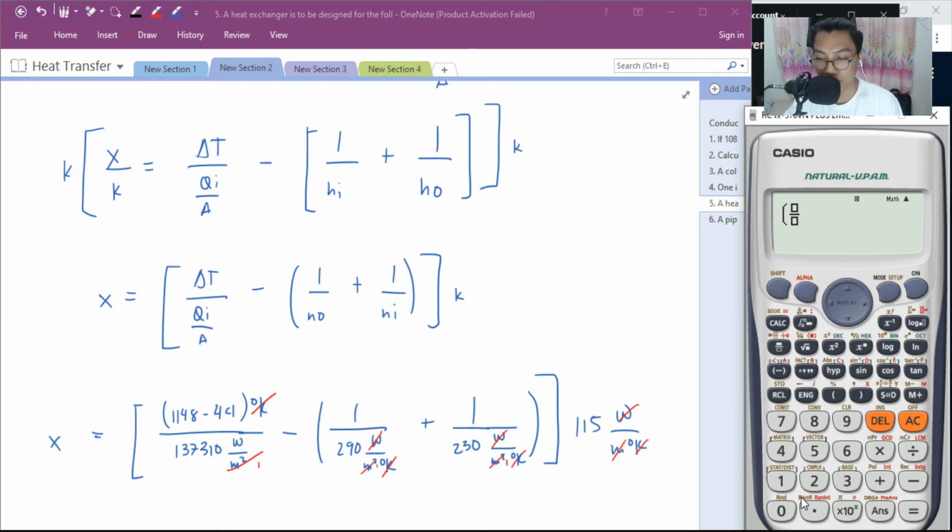So, 1148 minus 44 divide by 137310 minus 1 over 290 minus 1 over 230. And then you multiply it with 115. The answer is, ayan. So, in meters pa yan.